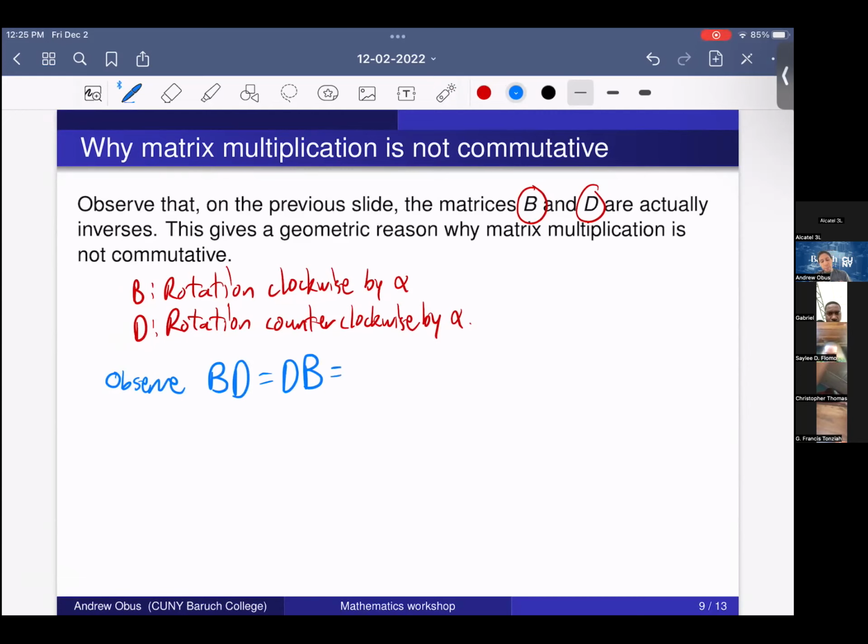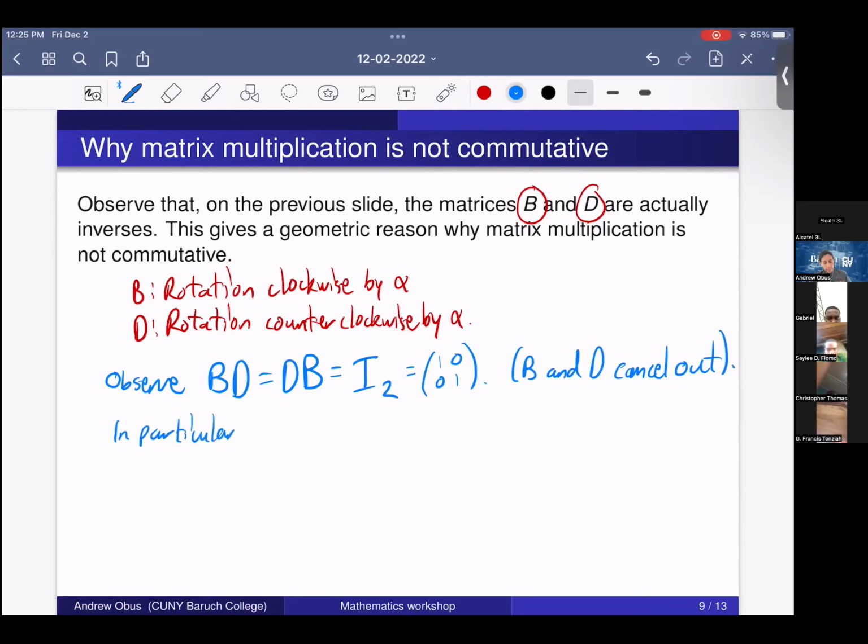And what that means is if you multiply those two matrices together, you end up getting the identity matrix. That does nothing. This is because B and D cancel each other out. Okay. And so in particular, we get that B is equal to the inverse of D, and D is equal to the inverse of B, right?